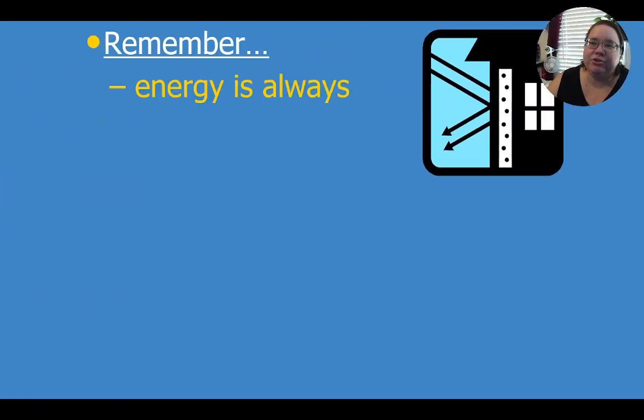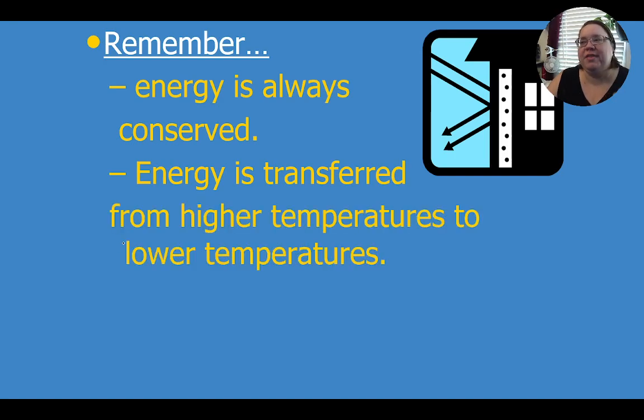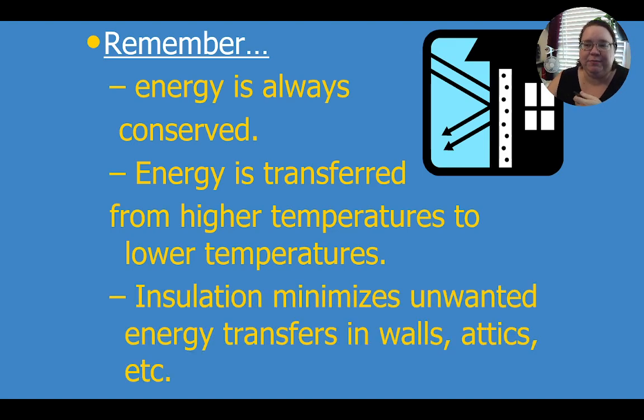Now remember that energy is always conserved. It doesn't just disappear. Energy is going to be transferred from the object with the higher temperature to the object with the lower temperature. Now, insulators and insulation make energy transfer slow down. This is why coolers and the insulation in the walls of your house and coats, things of that nature, help keep you warm, because they prevent your heat from escaping to the outside, or they prevent the heat in the house from escaping outside when it's cold.